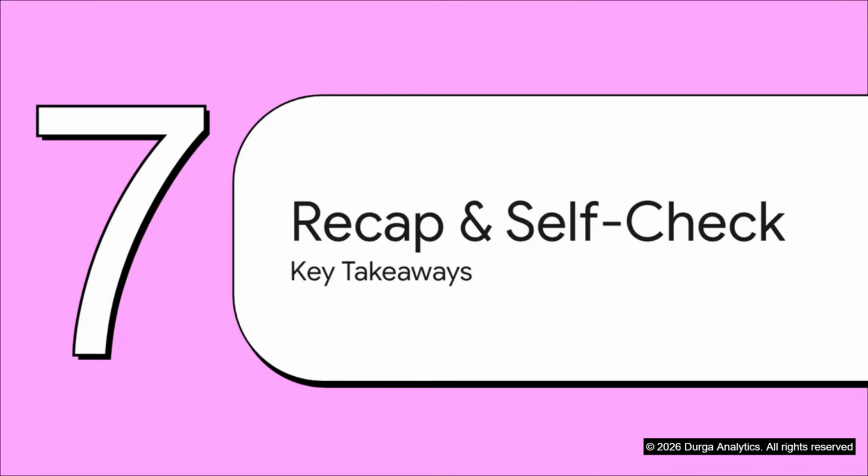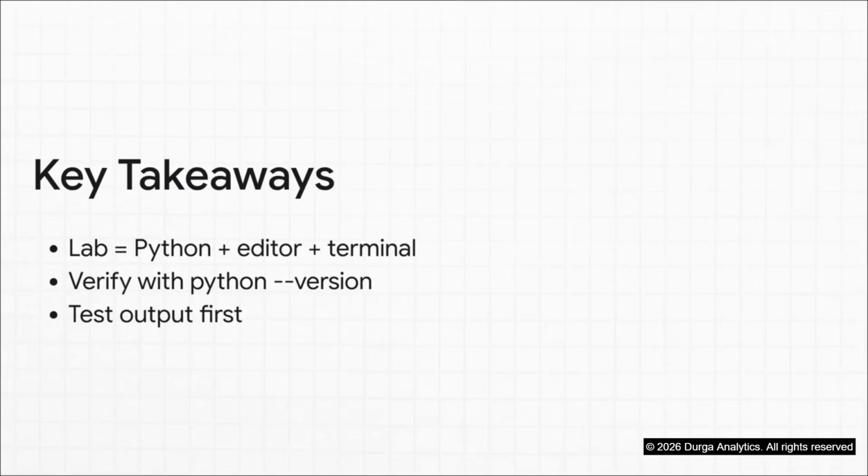All right, Section 8, our recap and self-check. Let's consolidate the core lessons from today. Your lab consists of 3 distinct parts: the editor, which only saves the text, the terminal, which issues the command, and the Python engine, which actually executes the code. You can verify your setup right now by typing python --version into your terminal. And above all, adhere to the golden rule of the trading desk. Always verify your code against a hand-calculated expectation before you trust it.